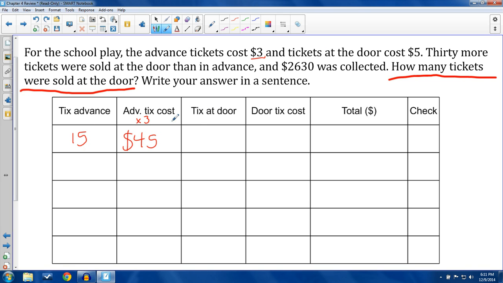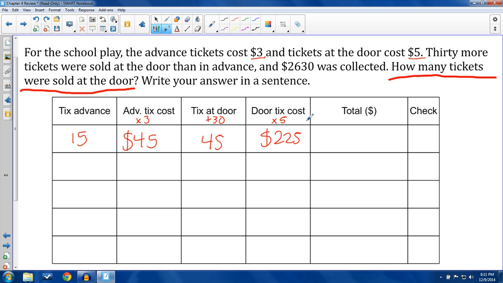That's what that means. Tickets at the door. Now you're not going to guess this number because they say that there were 30 more tickets sold at the door than there were in advance. So whatever you have for advance tickets, you add 30 to that to get tickets at the door. 15 plus 30 also happens to be 45. Only this is in terms of tickets, not dollars. Right? This is $45. Each door ticket costs $5. So you're going to take 45 and multiply it by 5. Hopefully you have a calculator handy, or you might know this is $225.